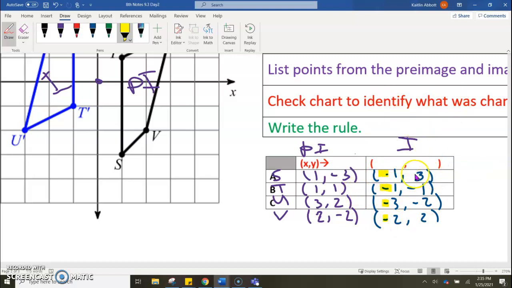And now let's check the Y's. I got 3, 1, 2, 2, 3, 1, 2, 2. Those all changed. But my first one was negative. It's not negative anymore. Second one was positive, and that's now negative, and these are negative, and this is positive. So it looks like the numbers stayed the same, but all my numbers changed their sign.